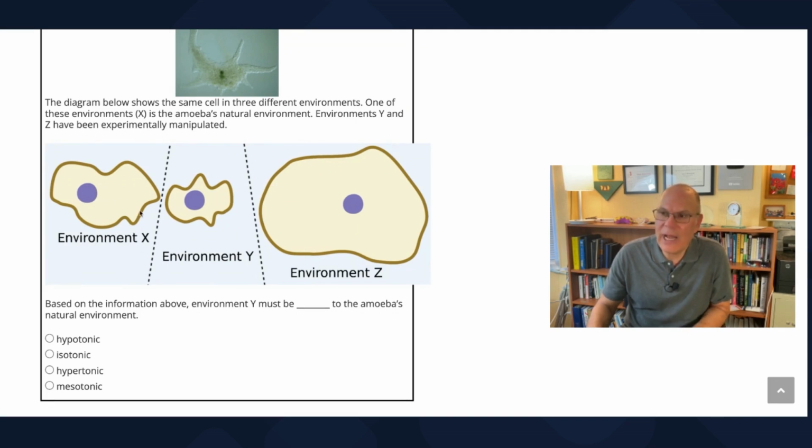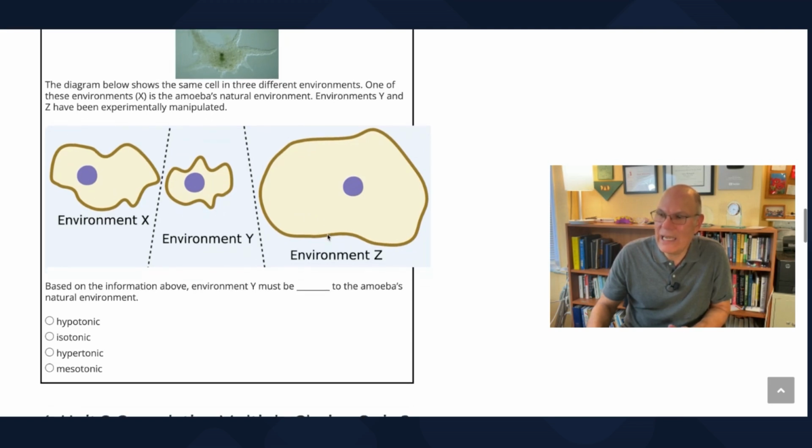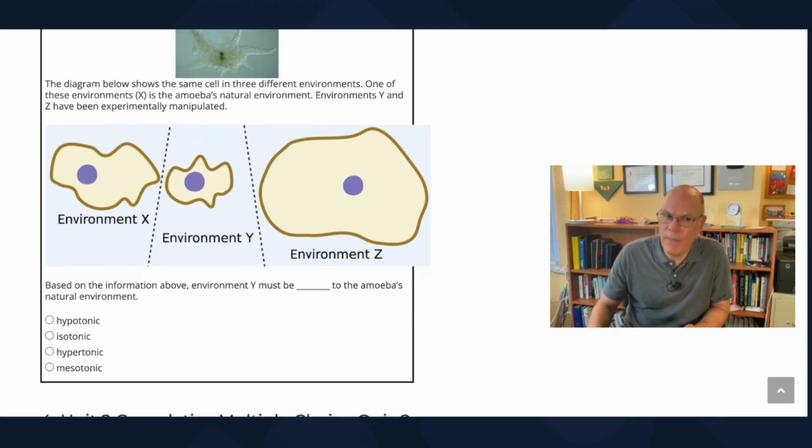So what we see are 3 cells. In X, it's an amoeba that is of a certain size. In environment Y, the size of the cell is much smaller, and in environment Z, the size of the cell is much bigger. So X, normal size; Y, the cell is smaller; Z, the cell is bigger. Based on the information above, environment Y must be blank to the amoeba's natural environment. Your choices are 1, hypotonic; 2, isotonic; 3, hypertonic; and 4, mesotonic.